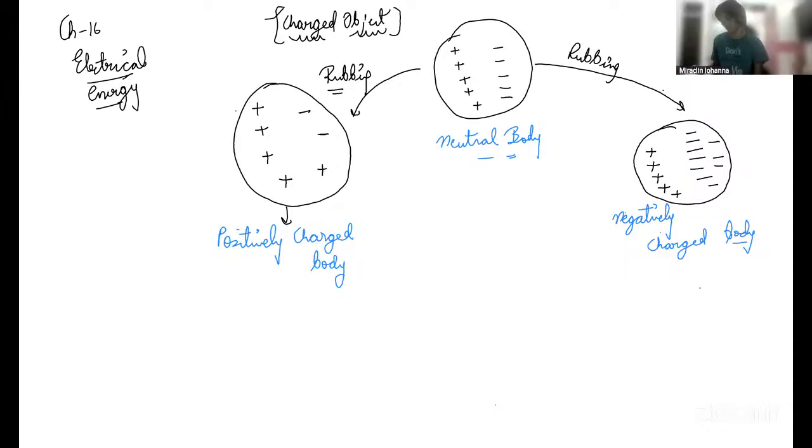Unlike charges such as plus minus, minus plus, plus neutral, or minus neutral, they will attract each other.